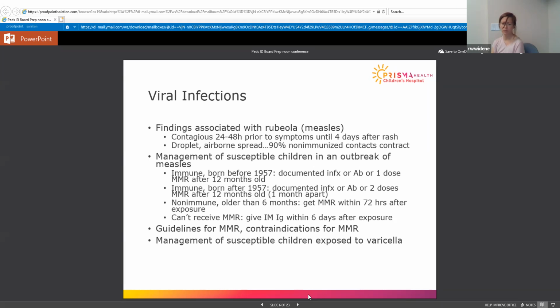The same is true with varicella, minutia in your red book. I didn't go into this just for sake of time, but read about your varicella contacts and vaccination minutia.